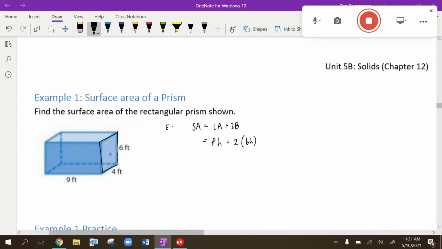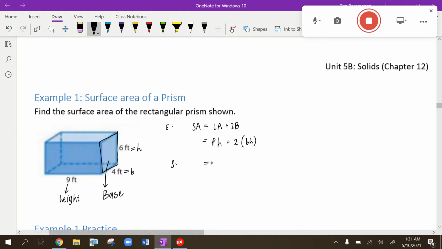Now the base of this prism is this rectangle here. It might help you to highlight it or something and label your variables. Now this is the base and the height for the base. This is the height for the prism. So don't get that confused.